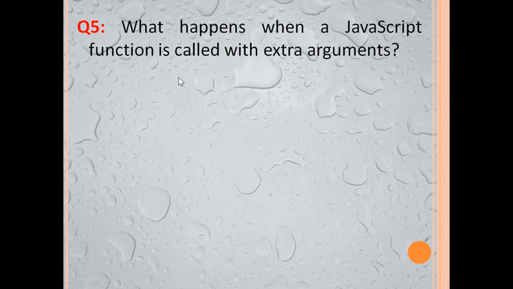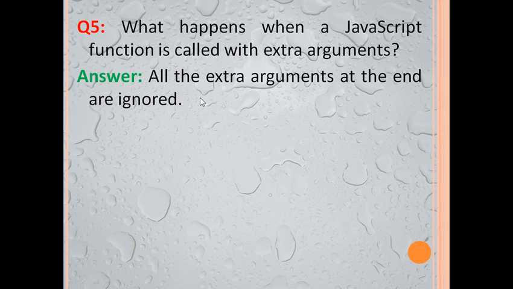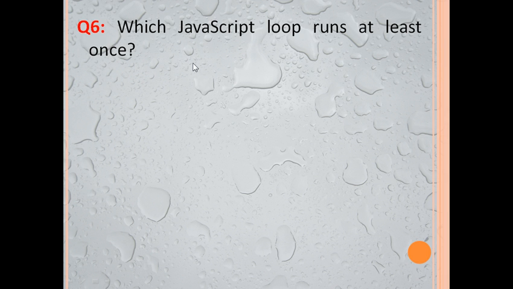What happens when a JavaScript function is called with extra arguments? For example, the function is defined with 2 parameters but is called with 3 arguments. All the extra arguments at the end are ignored and the function executes. Which JavaScript loop runs at least once? It is a do-while loop because a do-while loop tests the condition for the first time after running the body of the loop.